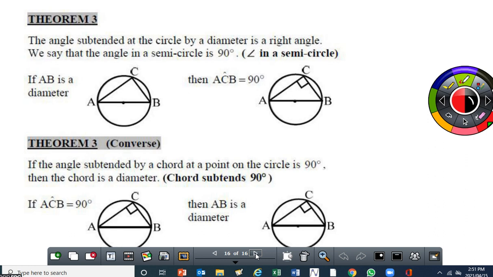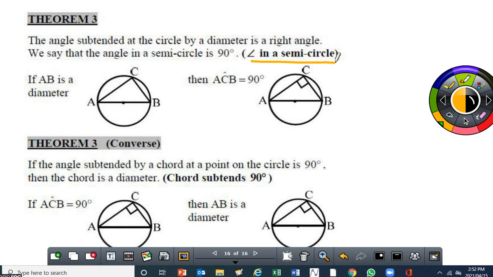Generally, the shortcut for the reason, we write it as this: angle in a semicircle. That's the shortcut. So whenever you see a diameter and there's an angle subtended at the circumference by that diameter, the reason you must give is angle in a semicircle. First you see that there's a diameter and an angle subtended by the diameter, then it means you are supposed to use Theorem 3, angle in a semicircle.